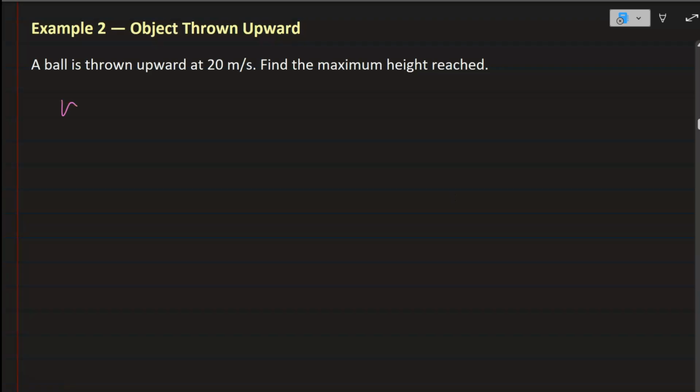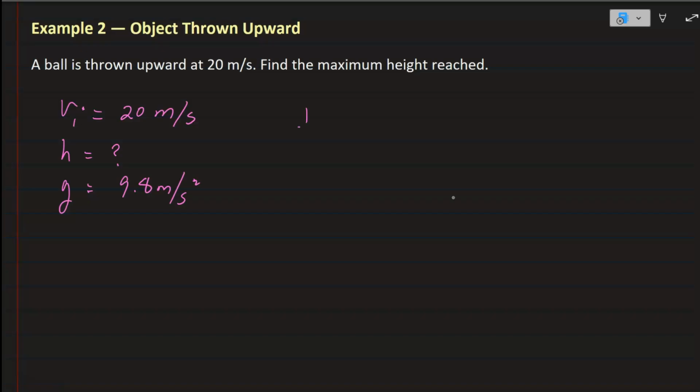We don't care about the mass, but V initial is equal to 20 meters per second. We want to know what the height is at the end, how far up it goes. We do know g, which is 9.8 meters per second squared. And in this case, remember, it's going up. So we can start from the beginning.